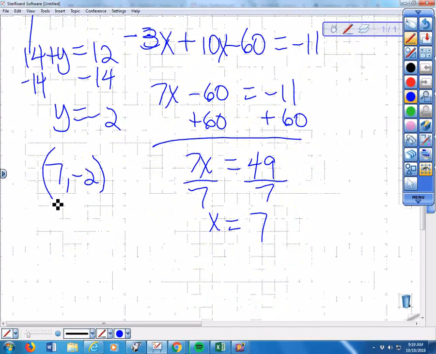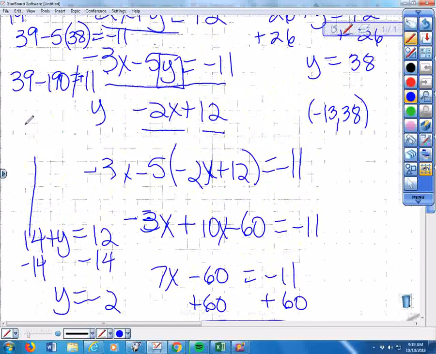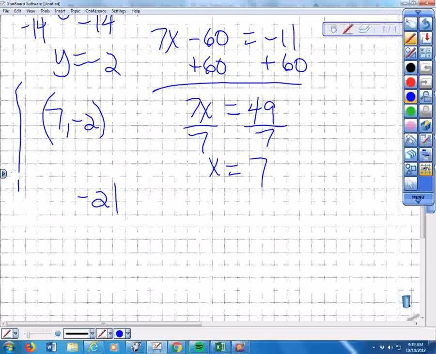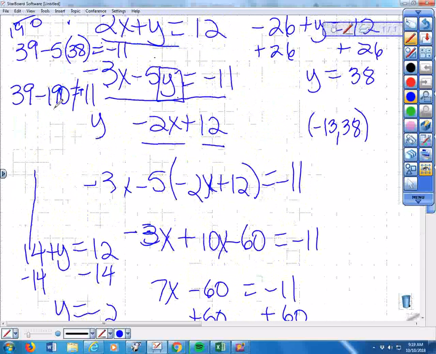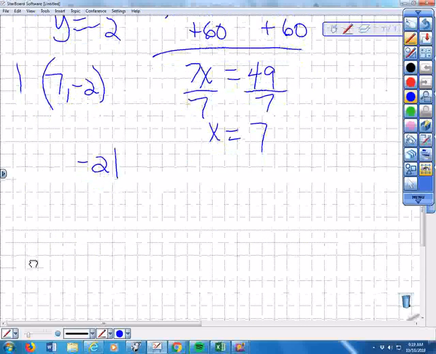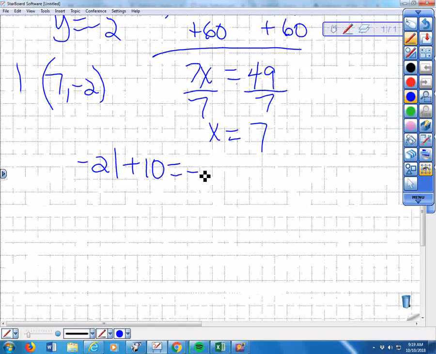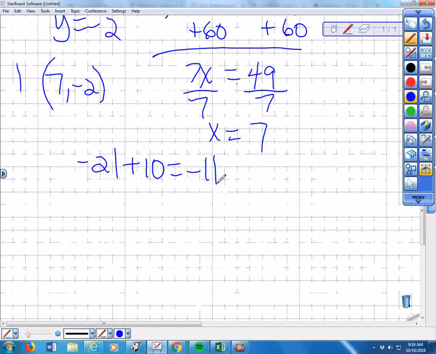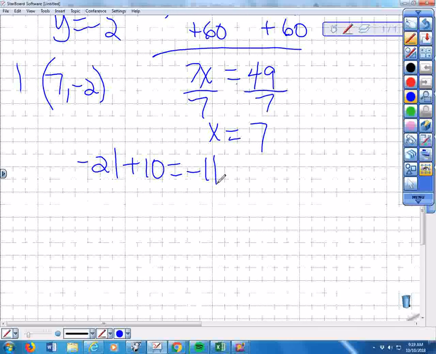Well, let's check it on the second equation. Okay? Negative 3 times 7 is negative 21. And negative 5 times negative 2 is plus 10. Is that equal to negative 11? Yes. So my answer is 7, negative 2. See the importance of checking your work?